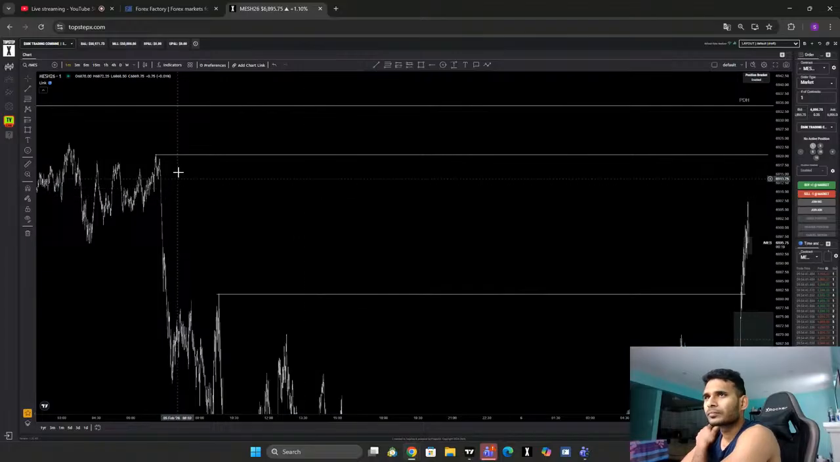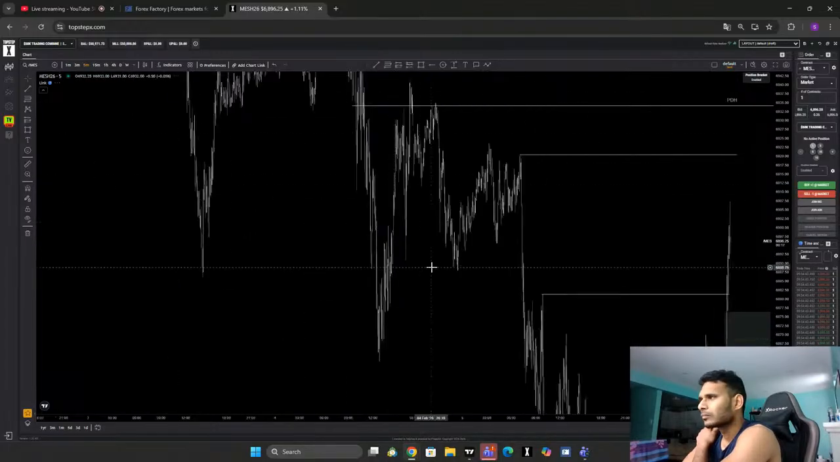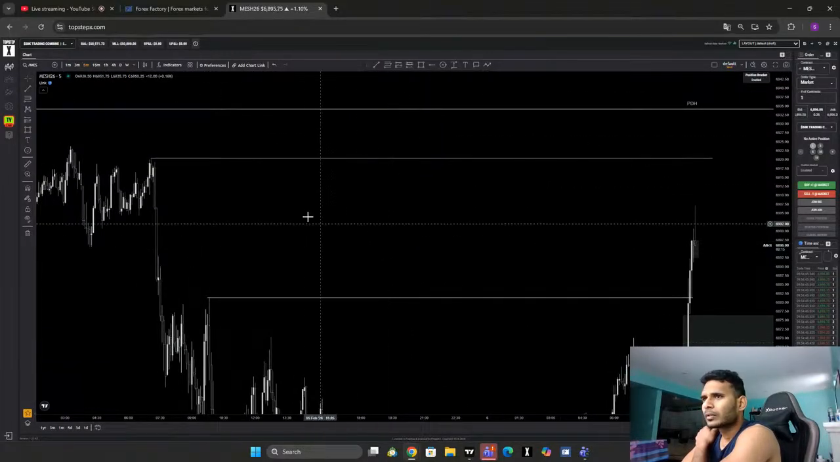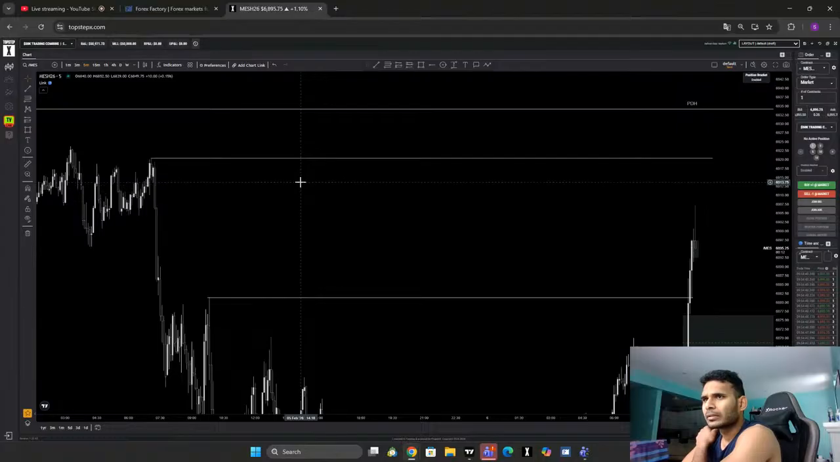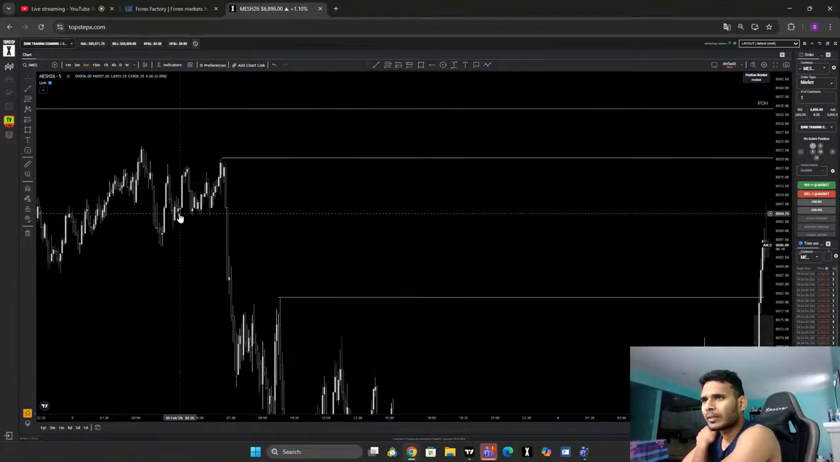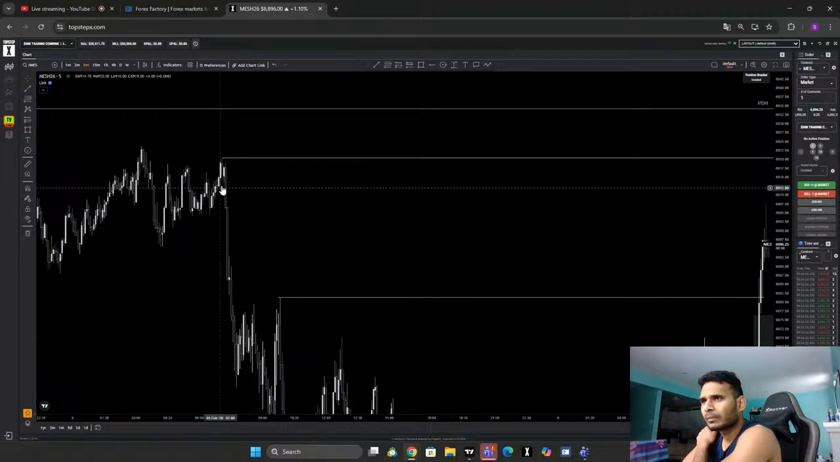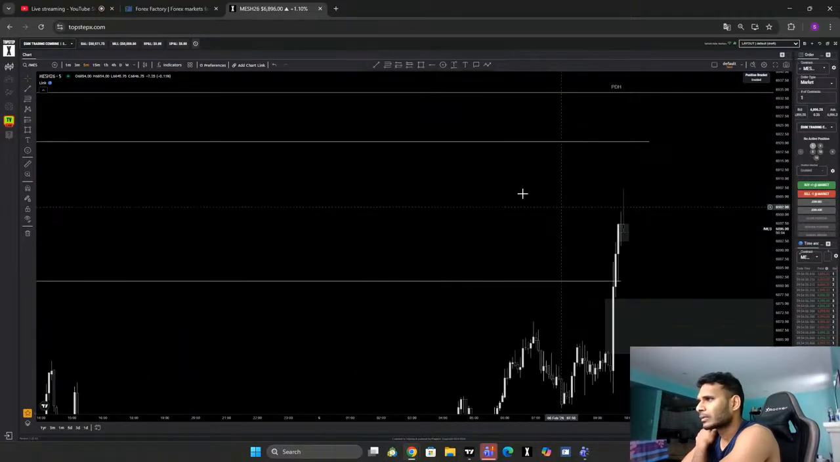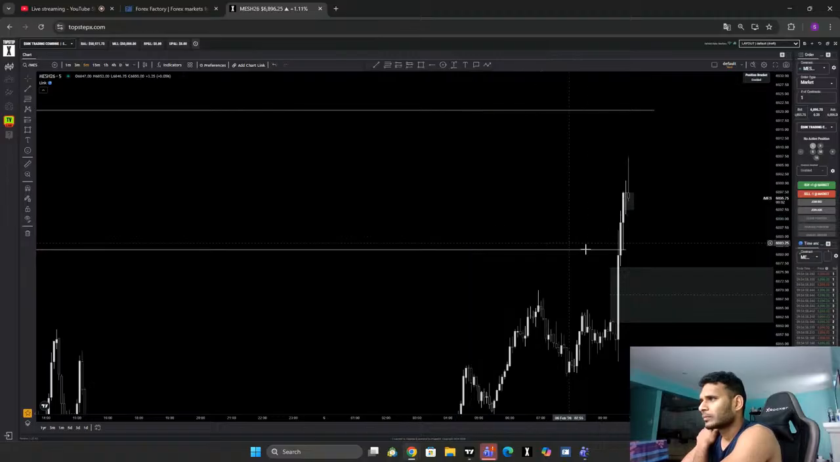Okay, we are getting into the next. Okay, the fair value that got inverted and changed the schedule. The first inverted fair value plus this fair value. Nice rejection. Beautiful.